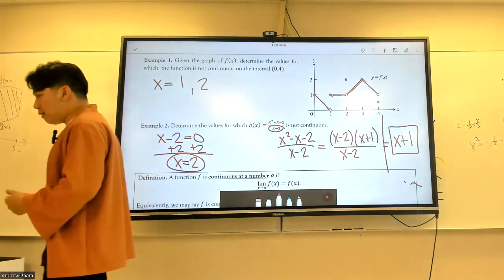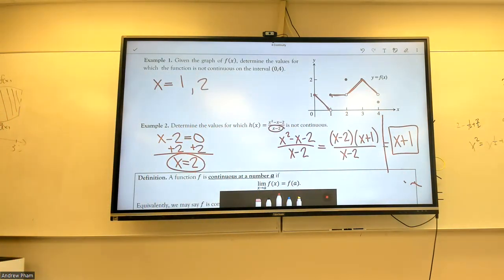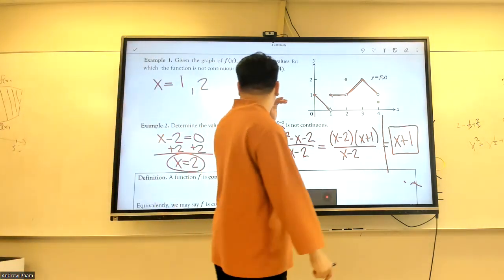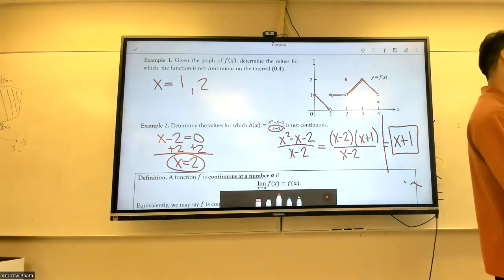So this was just a warning saying if you're ever looking for where I'm not continuous, all I'm worried about is from the beginning, what's my denominator? When is it 0? I'm not going to try to simplify it or anything like that. All right, so any questions about this example 1 or example 2?